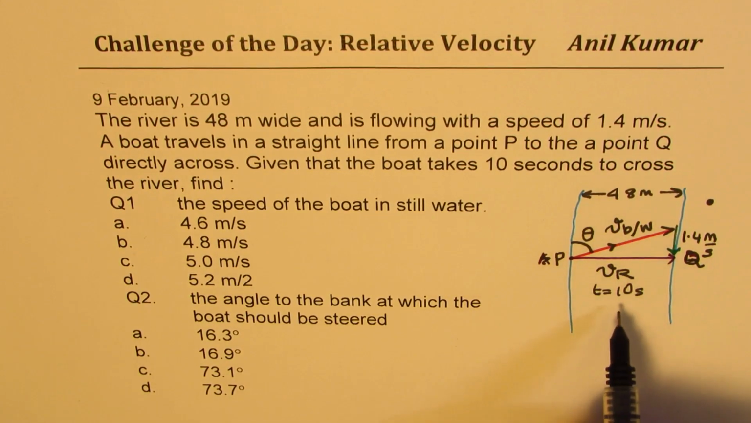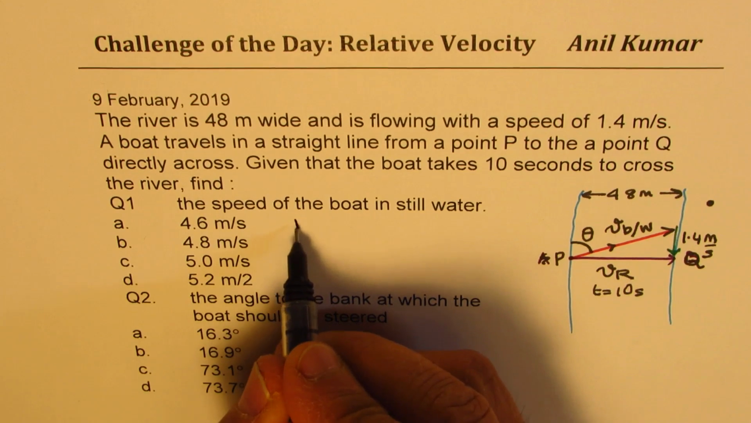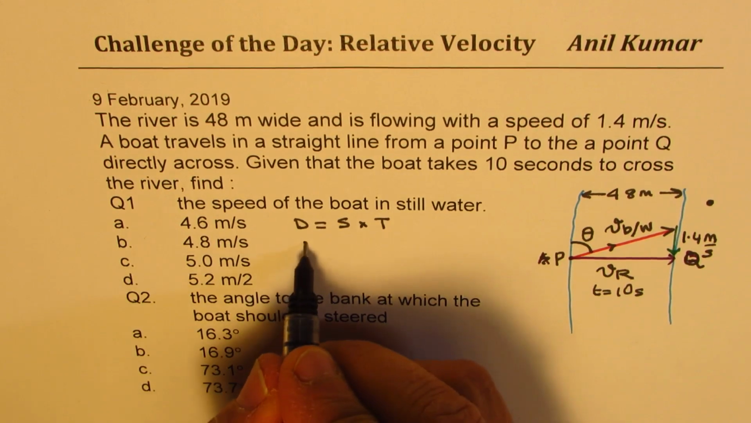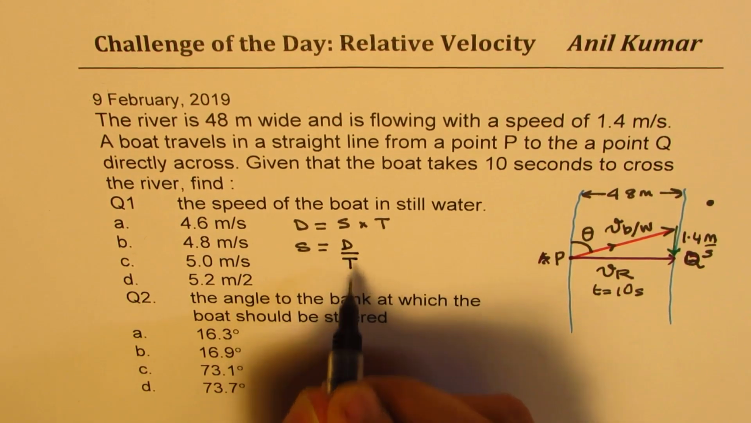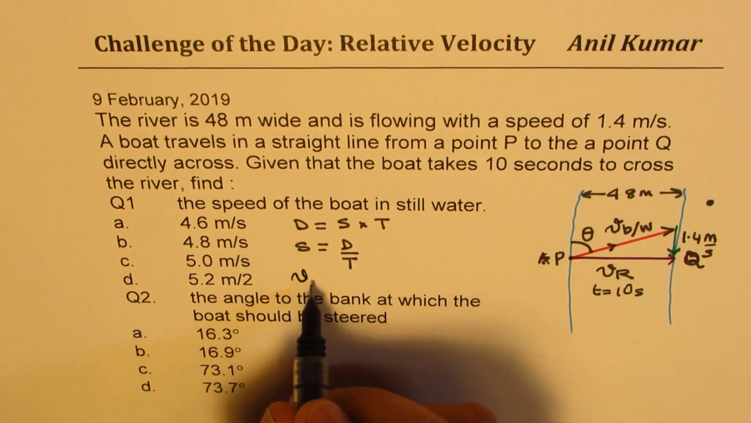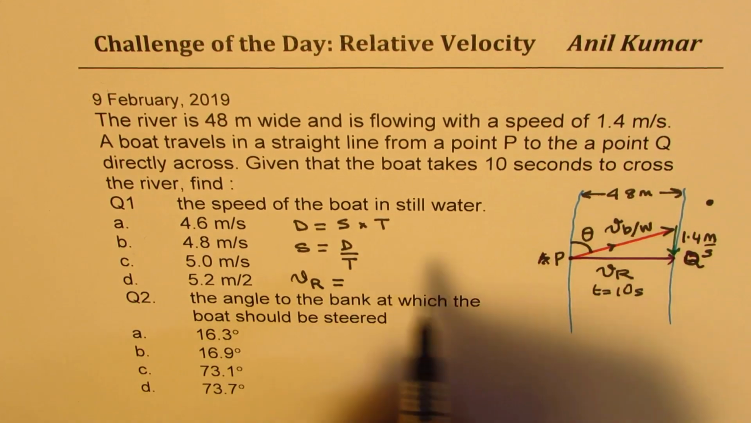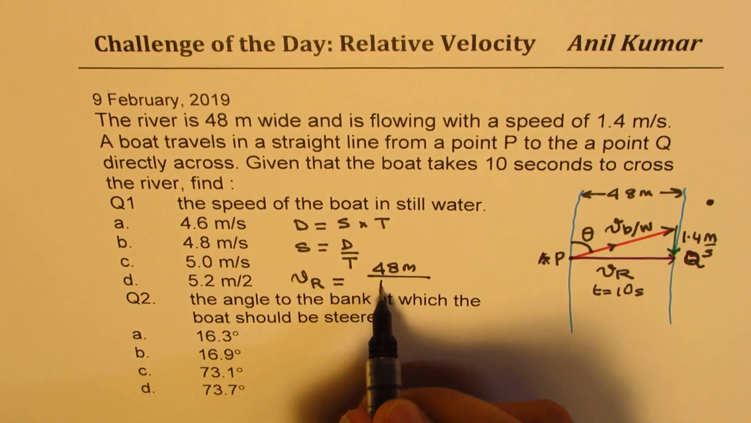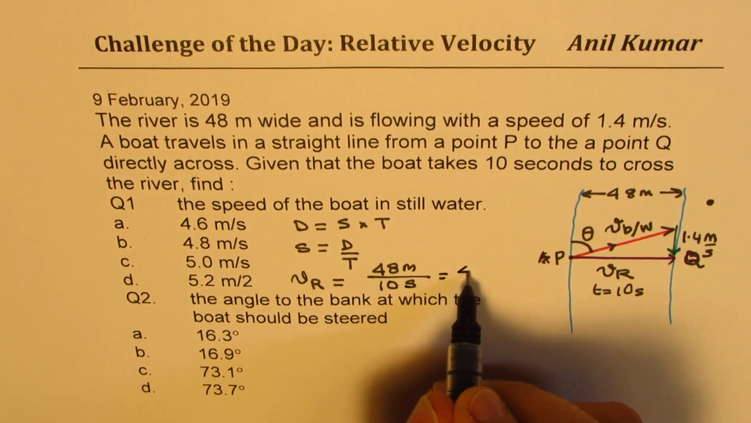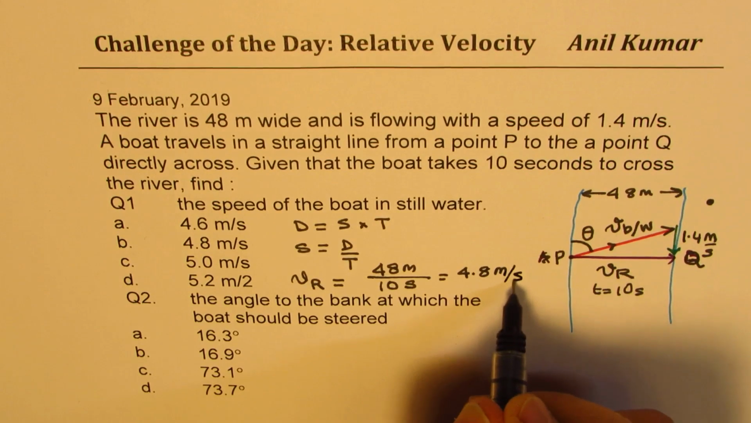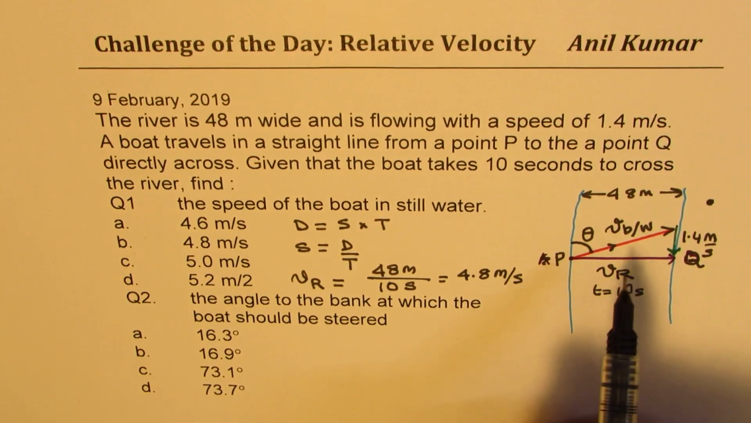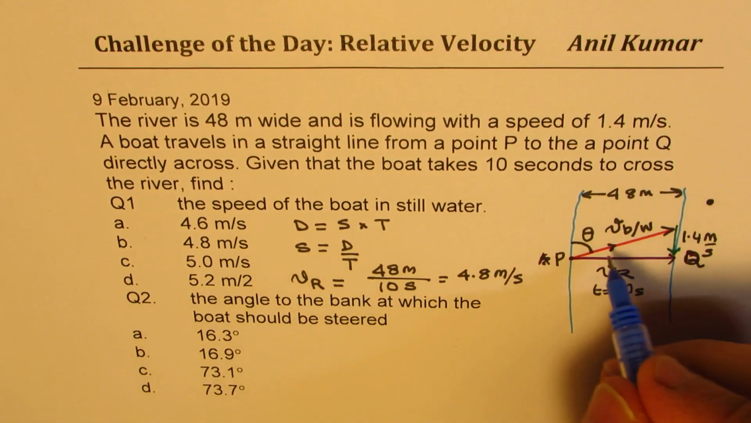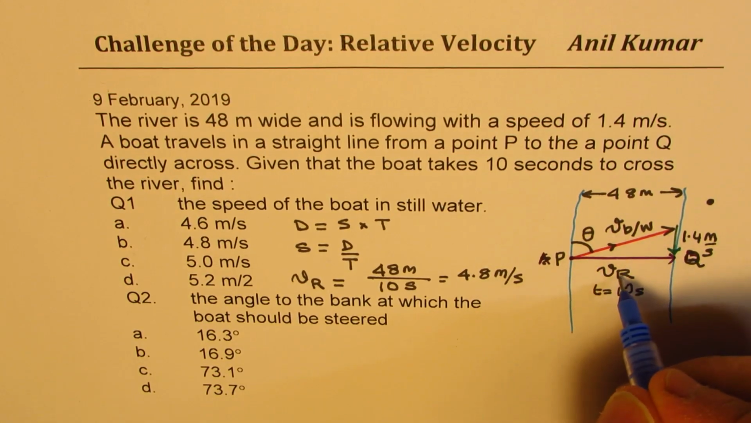So we know the distance and time, and we know that distance is speed into time, so speed is distance over time. In our case, we can find directly the resultant velocity is distance of 48 meters divided by the time taken as 10 seconds. So we get 4.8 meters per second, which is VR, which is not the option. We need to find what VB is. So we have to use Pythagorean theorem to find the hypotenuse. That has to be much more than this, right?